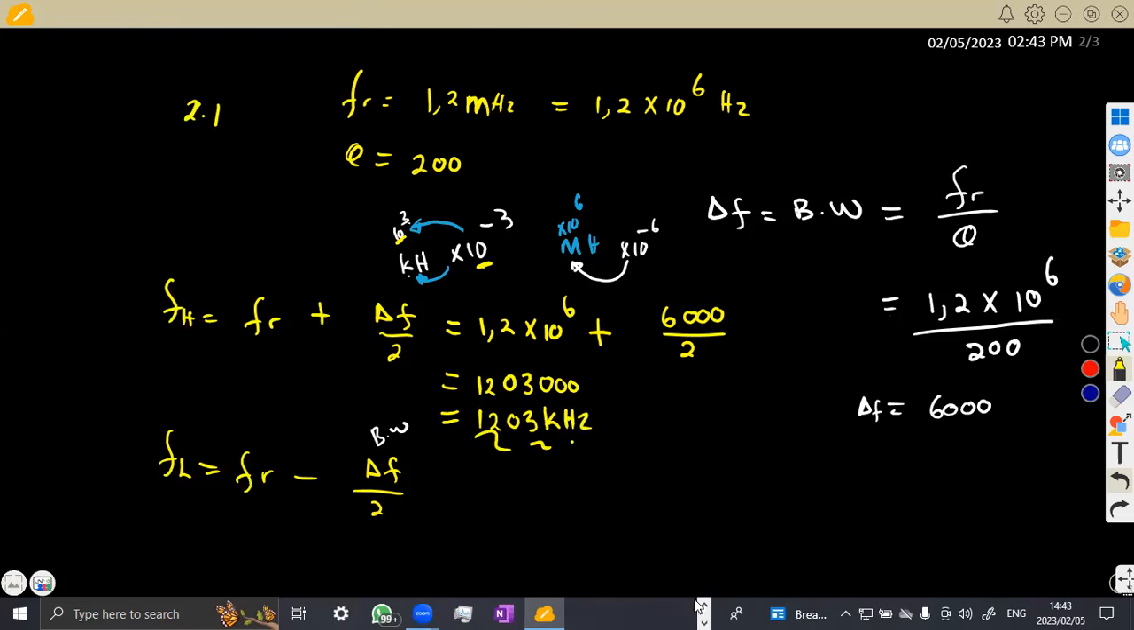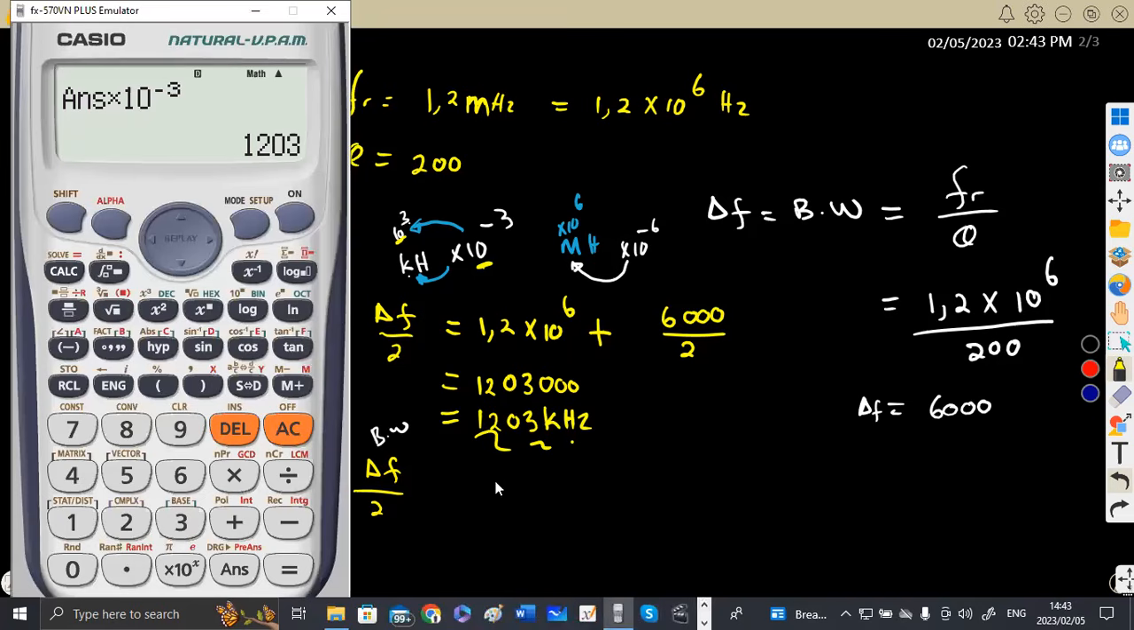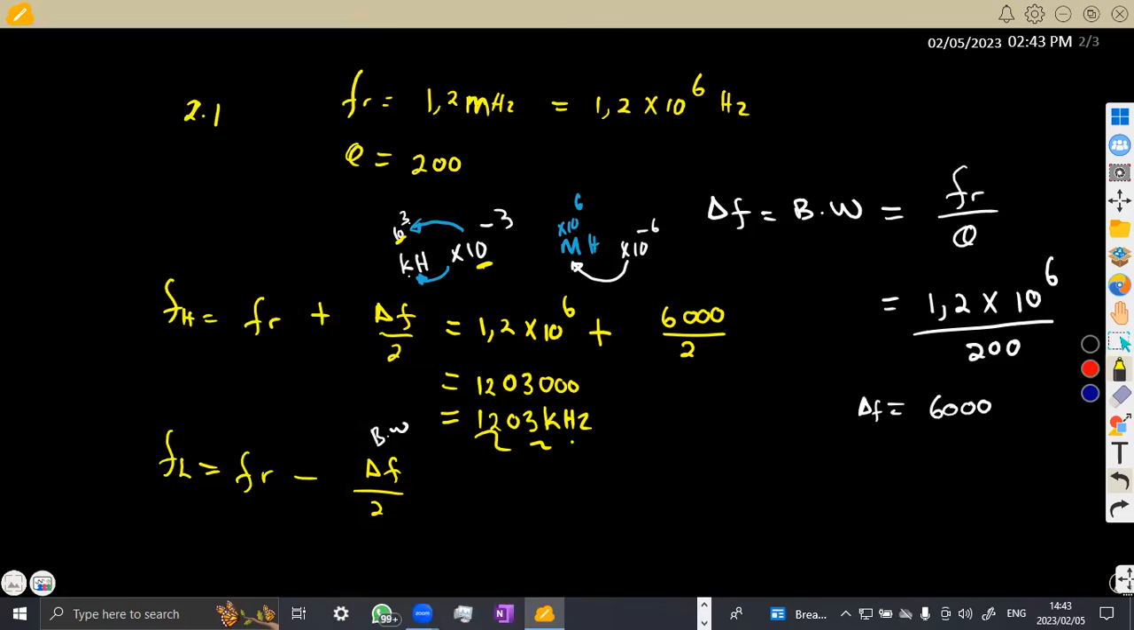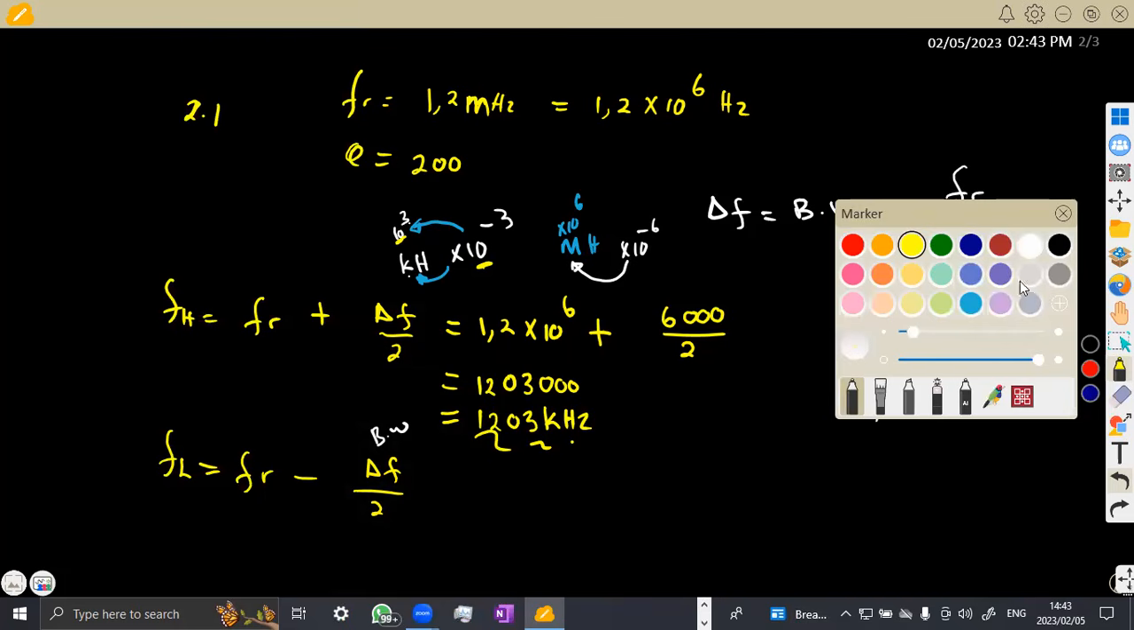Okay, let's say you wanted to convert to megahertz. Our answer was like this. This was the answer before. So if you want to convert to megahertz, you multiply by the inverse, which is 10 to the exponent of negative 6. That will be something like this, which is 1,203. So it is going to be 1,203 megahertz. Okay, so that's it for the conversion part. I think you understand what I'm trying to say here.